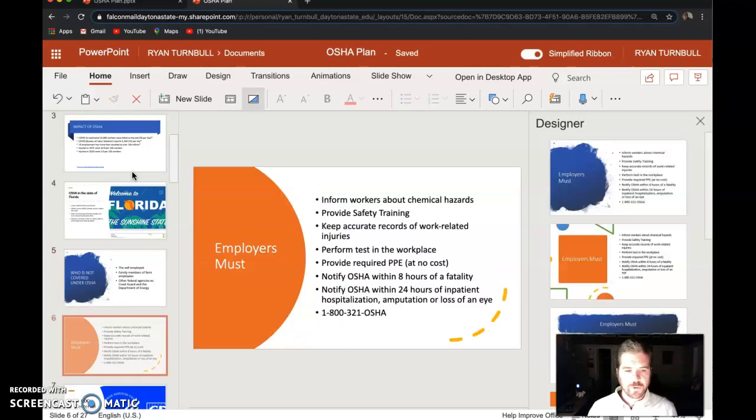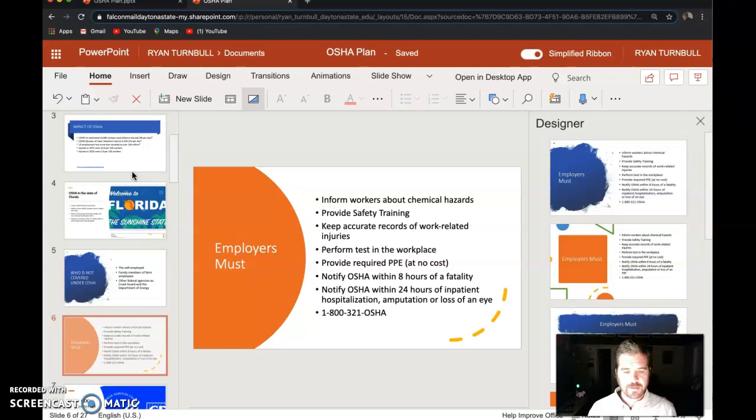So some things that employers must do. They must inform workers about chemical hazards, and that's why we label them and give information in case of these hazards happening within the workplace. Provide safety training. We'll be talking about initial training, annual training, how often you need to do it. Keep accurate records of work-related injuries, such as names, dates, numbers, and how many years you need to keep those records in the books. Perform tests in the workplace. Provide required PPE, such as surgical gloves, at no cost.